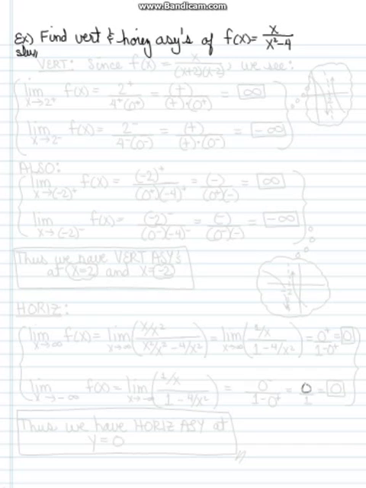Here we're given a rational function f of x equals x over x squared minus 4, and we're asked to find the vertical and horizontal asymptotes for this function. Let's start with the vertical asymptotes. We need to figure out what the zeros of the denominator are, so go ahead and factor the denominator and then figure out that the zeros are going to be positive 2 and negative 2.